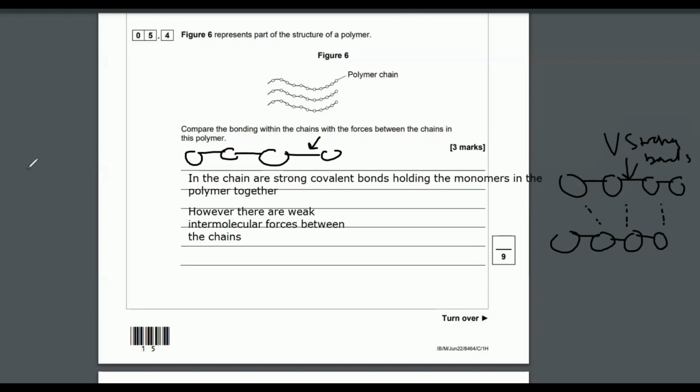So what are the marks for here? Well, saying that there are strong bonds within the polymer. However, there are weak forces between the chains. So strong covalent bonds holding the monomers together is 2 marks. However, weak intermolecular forces between the chains is the 3rd mark. There we go.